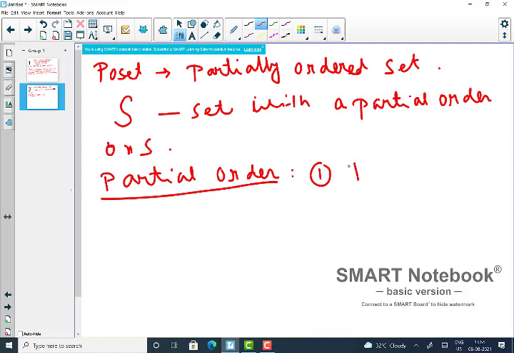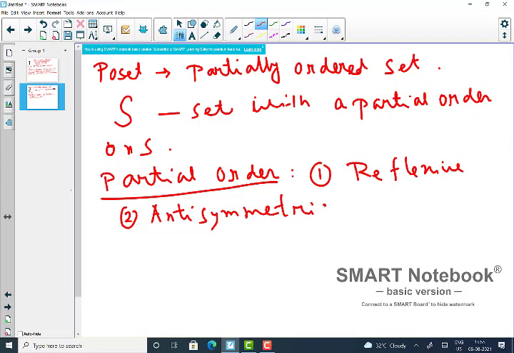The relation must be, number one, reflexive, number two, antisymmetric. I hope you know all these definitions. Otherwise, we will discuss them in our next live session. Number three, transitive. If a relation satisfies these three conditions, then we call it a partial order relation. And a set with one such partial order relation is called a poset.